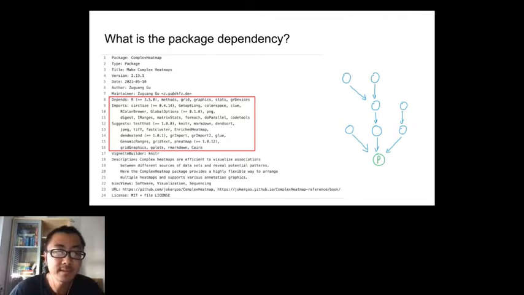Basically, the dependency is normally listed in a package's DESCRIPTION file, like the one on the left. These dependency packages are normally listed in the Imports field, the Suggests field, the Depends field, and sometimes the Enhances field. These parent packages also have their own dependencies, so this forms a dependency network or graph. On the right, for example, for a package P, these blue packages are all parent packages of P, or upstream packages of P. These blue packages are the dependency packages for package P.